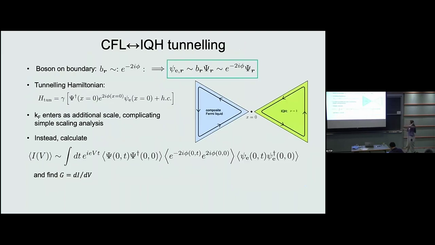Okay, so from that we write down our tunneling Hamiltonian now as we would for the composite Fermi liquid to integer quantum Hall case.